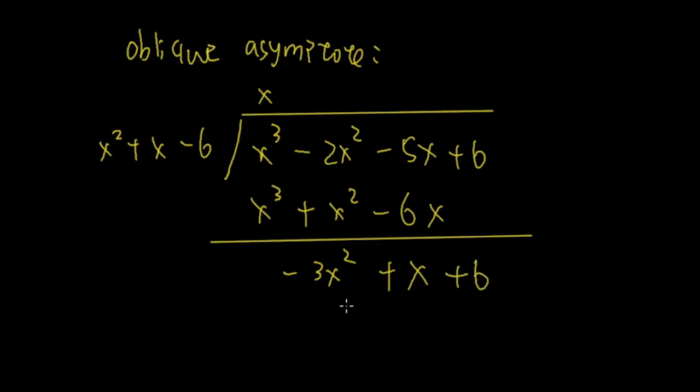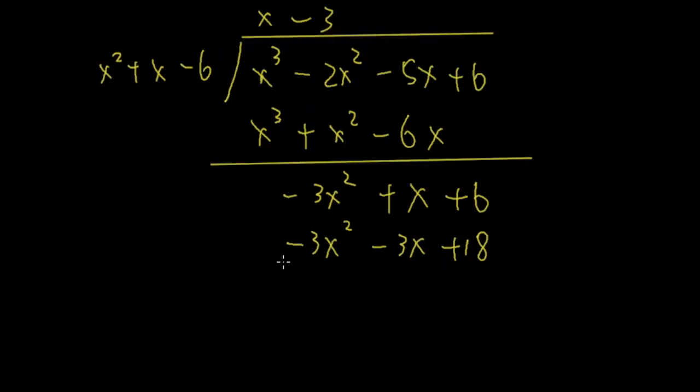Okay, next this will be negative 3, right? Times x squared will be negative 3x squared. x times negative 3 is minus 3x. Negative 6 times negative 3 is plus 18. Now, negative 3x squared minus negative 3x squared is 0. x minus negative 3x is 4x. 6 minus 18 is negative 12.